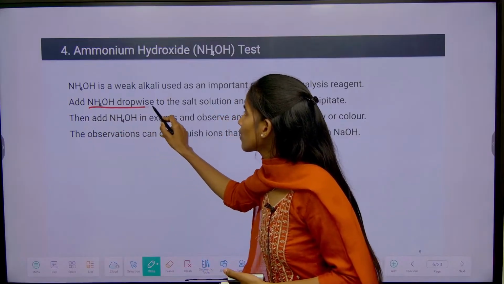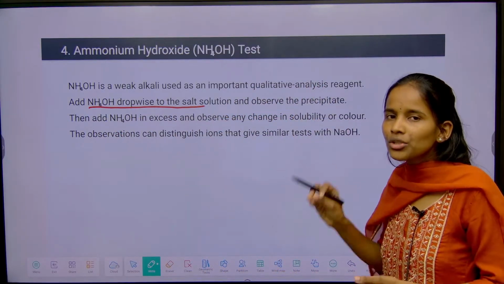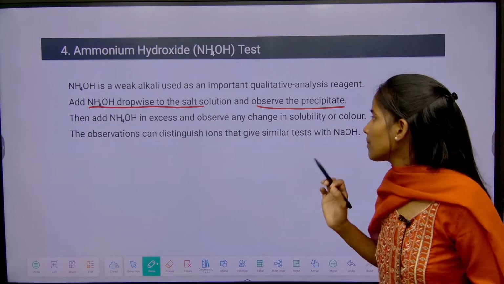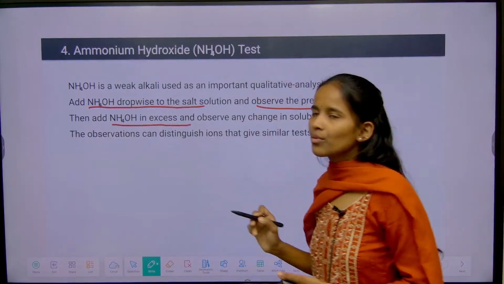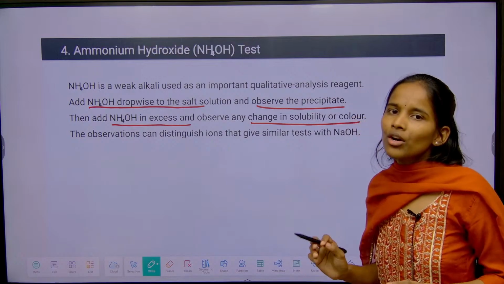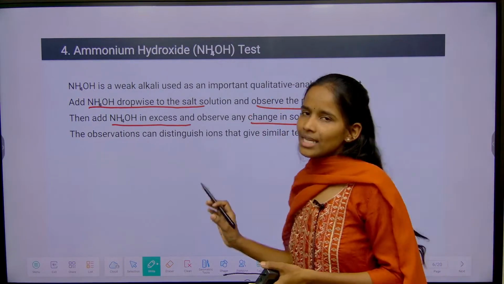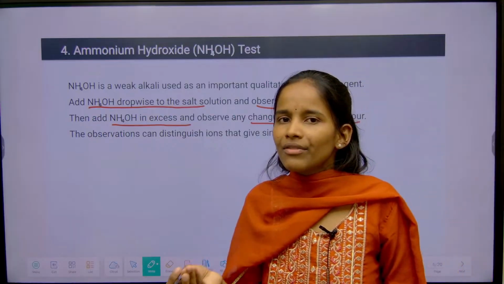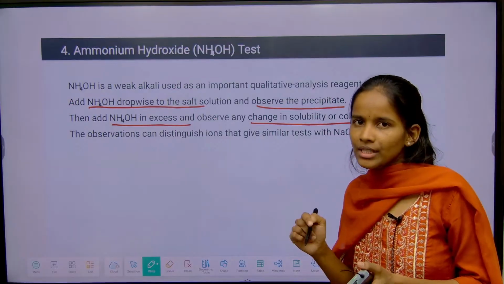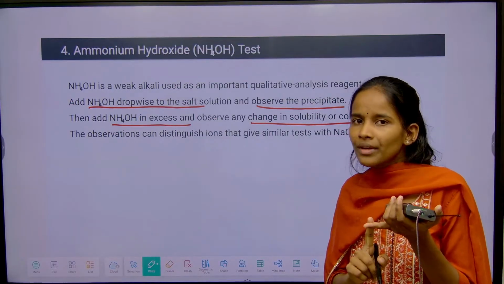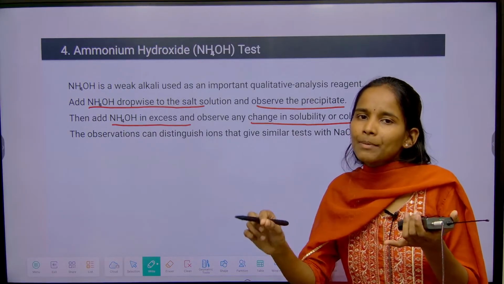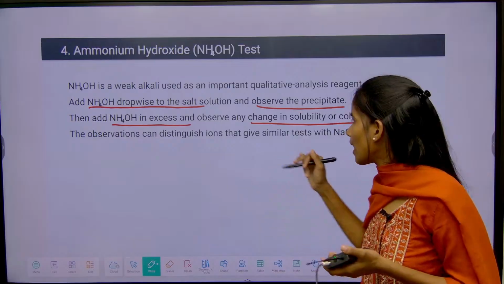First we add NH4OH dropwise to the given salt solution in order to check which cation is present, and observe whether the precipitate is formed or not. Then we add ammonium hydroxide in excess to check the solubility of the precipitate formed. Along with checking whether a precipitate is formed after addition of sodium hydroxide or ammonium hydroxide, we also have to concentrate on the color: which color precipitate we are getting.